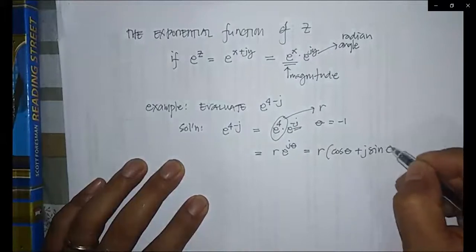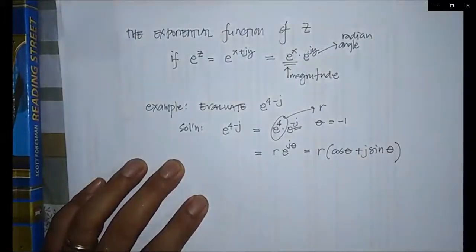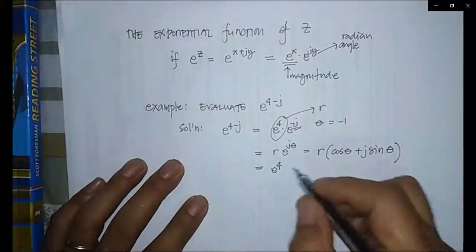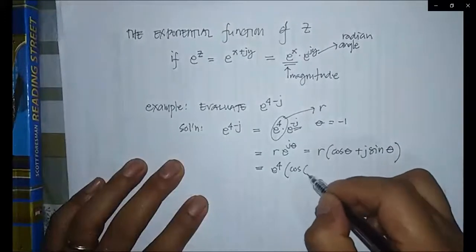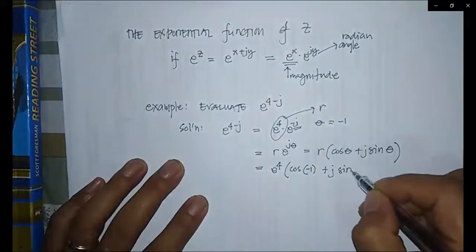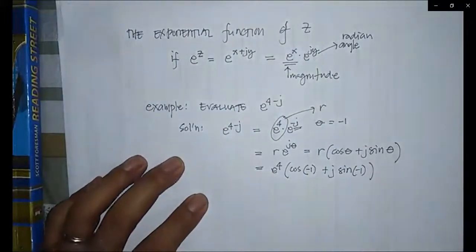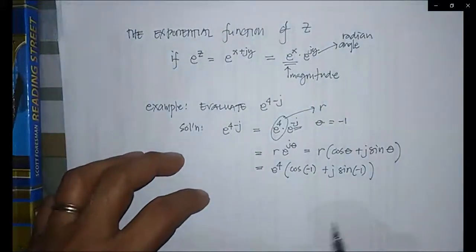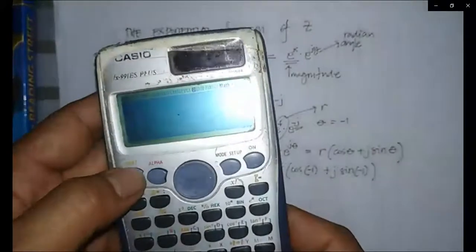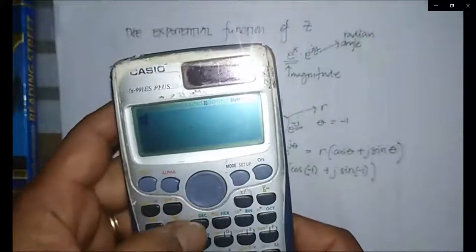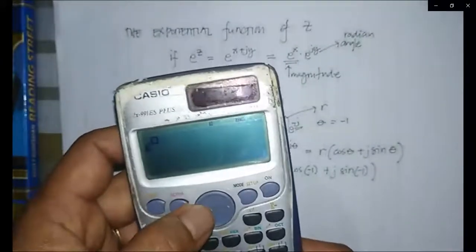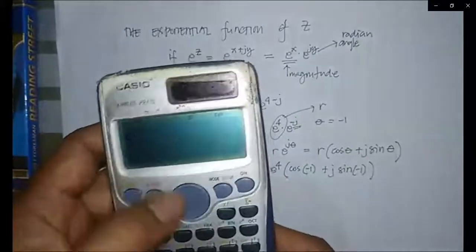So r times e raised to j theta can be written as r multiplied by cosine theta plus j sine of theta. So we are going to substitute the values. That will become e raised to 4 times cosine of negative 1 plus j sine of negative 1. Now, using your calculator, you can simplify that. Take note, we are dealing with radian values, so don't forget to put your calculator in radian mode.